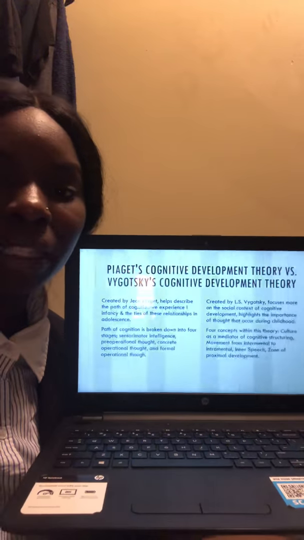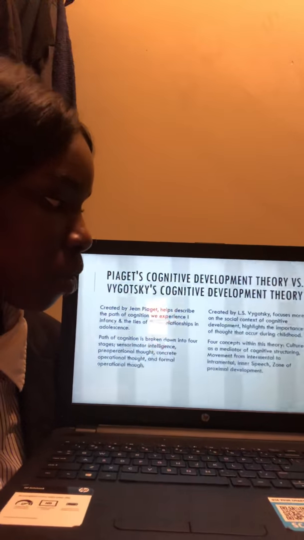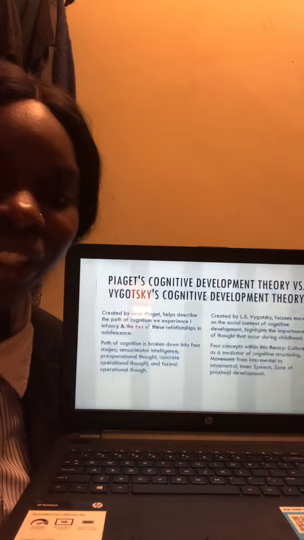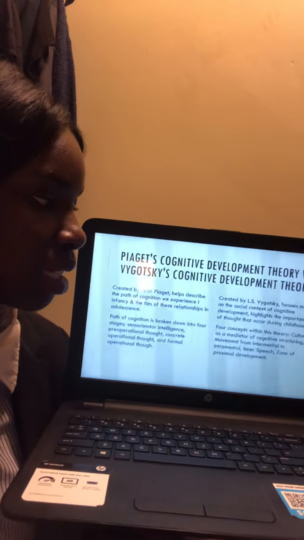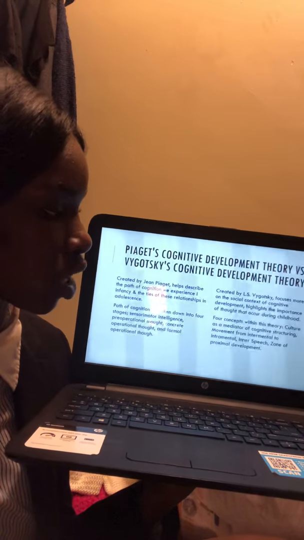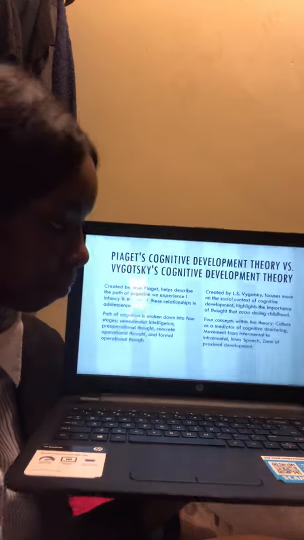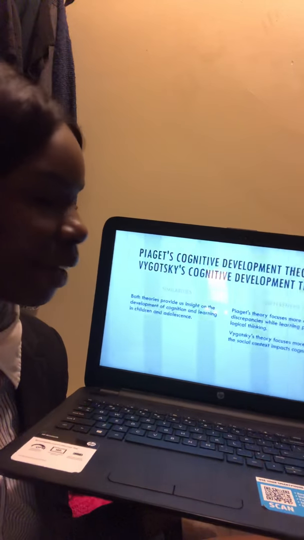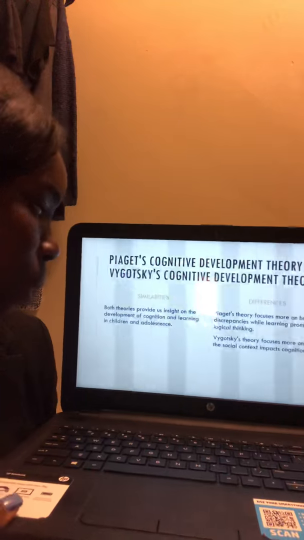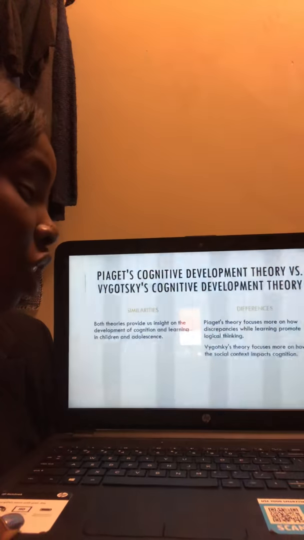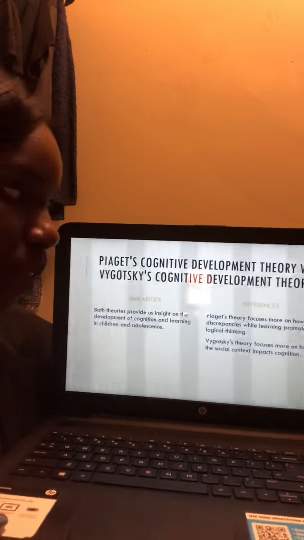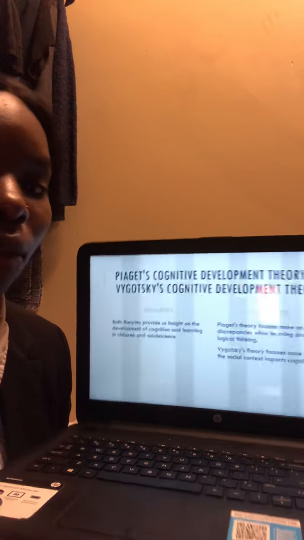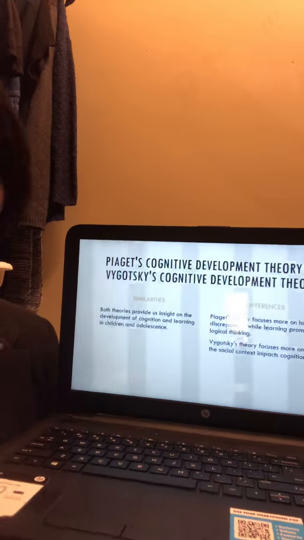Vygotsky's cognitive development theory was, of course, created by Vygotsky, and it focuses more on the social context of cognitive learning, and highlights the importance of thought that occurred during childhood. Four concepts within this theory are culture as a mediator of cognitive structuring, movement from intermental to intramental, inner speech, and zone of proximal development. Okay, some similarities and differences of these two theories. A similarity would be that both theories provide us insight on how development of cognition and learning in children and adolescents progress. A difference would be that Piaget's theory focuses more on how discrepancies promote logical thinking while learning, and Vygotsky's theory focuses more on the social context of how we learn.